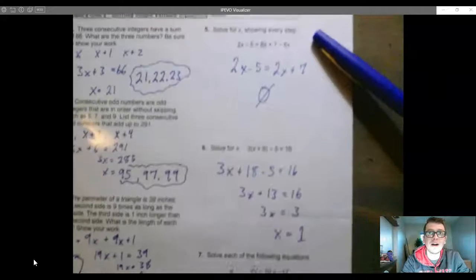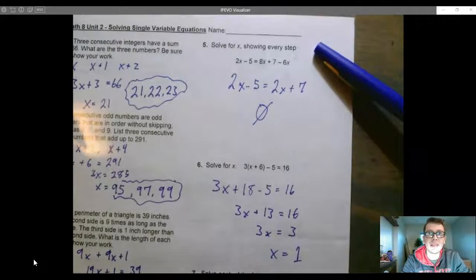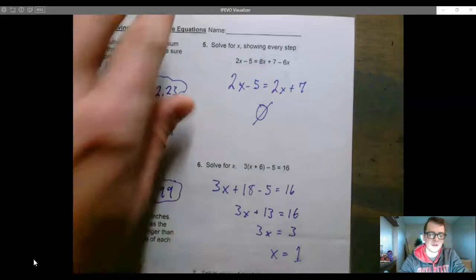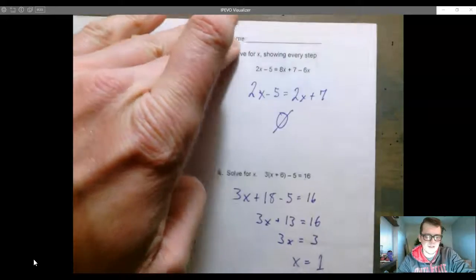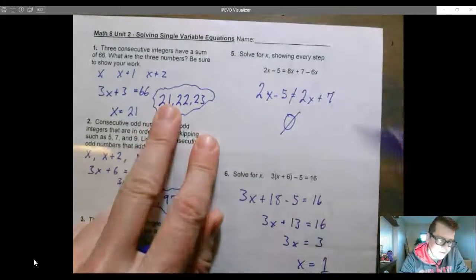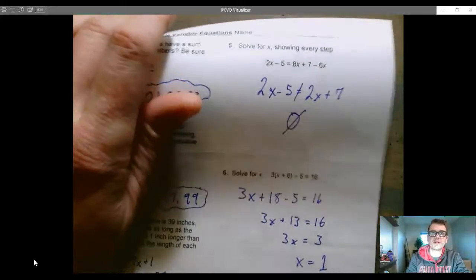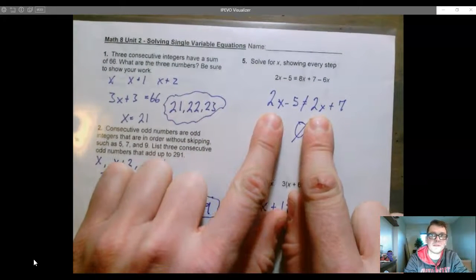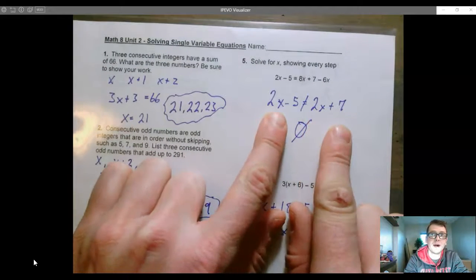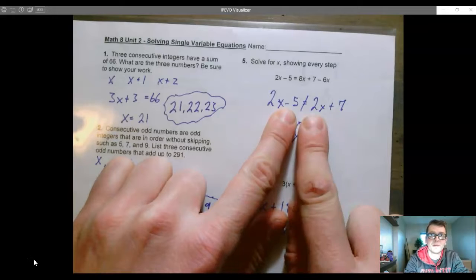In number 5, solve for x, we can't. We create here what we call a mathematical disagreement, or a non-truth. So I should actually say that's not equal. There is no value of x that will make this true, because 2x minus 5 and 2x plus 7 cannot be equal. Think about it, 2x and 2x are the same value. So can a value minus 5 be a value plus 7?